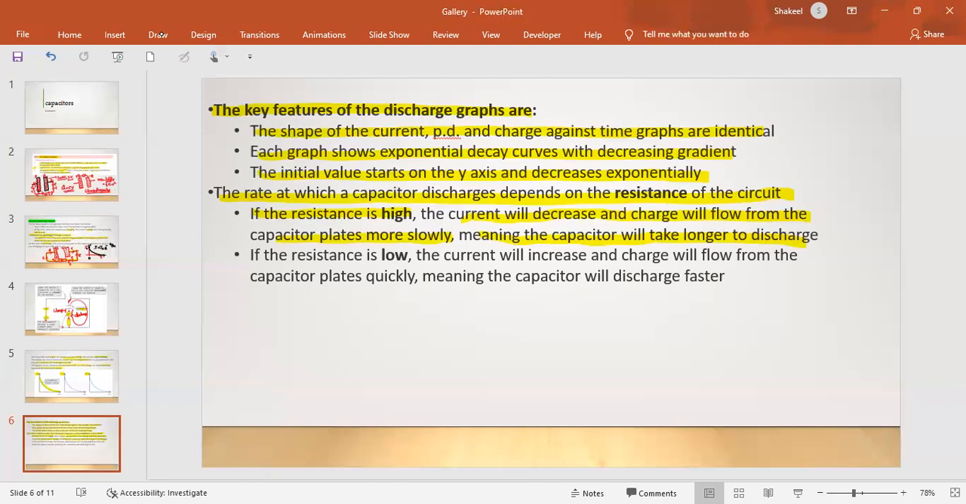What is inversely proportional? No, directly. Bigger R, bigger T.